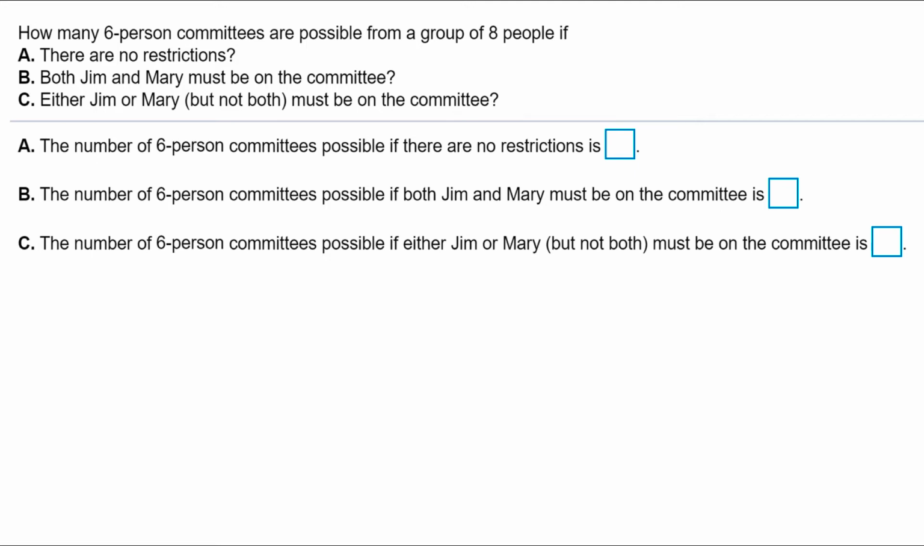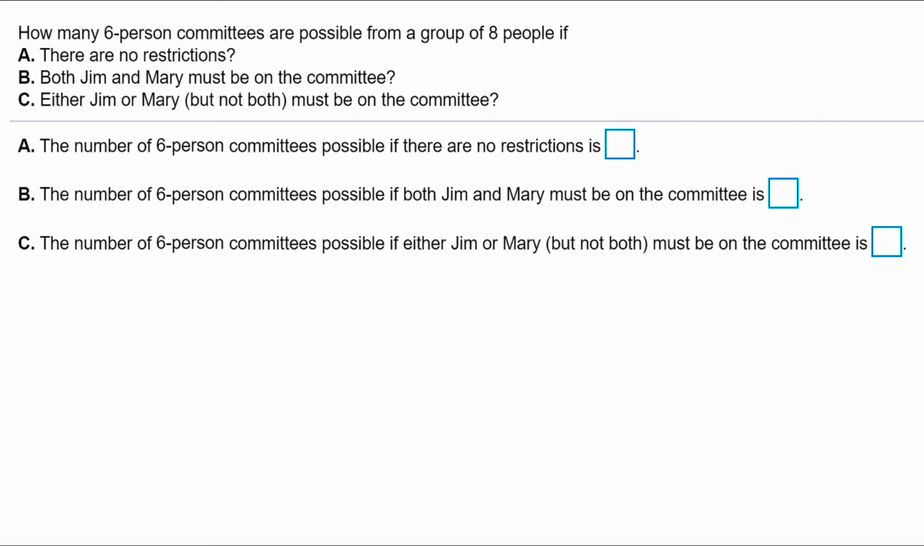How many 6-person committees are possible from a group of 8 people if A, there are no restrictions? Okay, so we can start with that one. If there's no restrictions, so first of all, here there's no mention of order, and there's nothing that would tell us that order would matter. If we're just selecting a committee of people, then order doesn't matter.